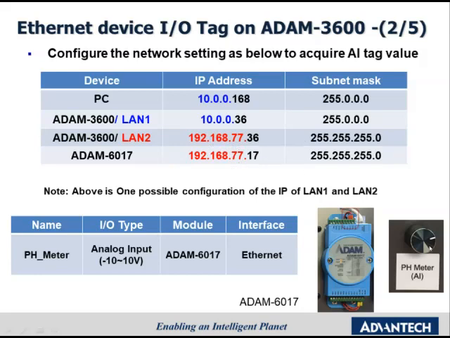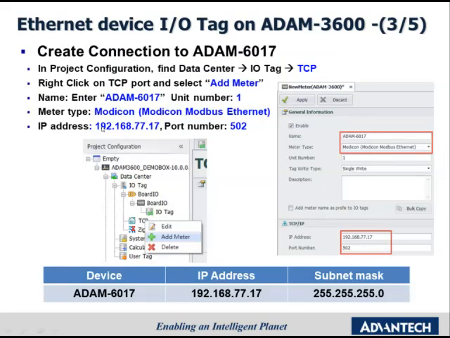We use an AI voltage knob to simulate a pH meter, so the value of AI can indicate the pH value. After finishing the network setting for both Advantech 6017 and Advantech 3600, let's create a connection to Advantech 6017. First, we need to add the Advantech 6017 device into iLearning Studio.